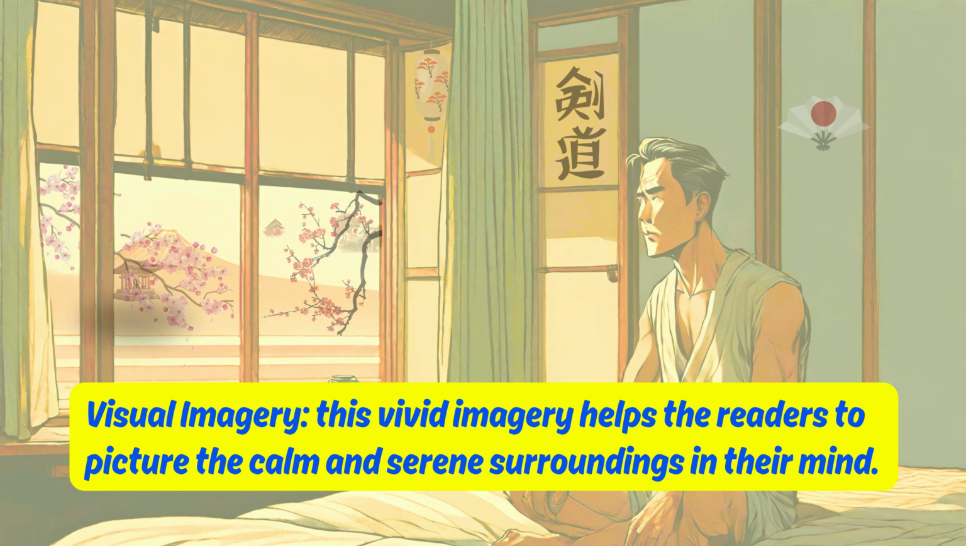In this line, the phrase shimmering leaves and shadows is an example of visual imagery because it creates a strong visual image of nature using descriptive words like shimmering to suggest the way light dances across the leaves. And the word shadows adds depth and contrast to the scene. This vivid imagery helps the reader to picture the calm and serene surroundings in their mind.